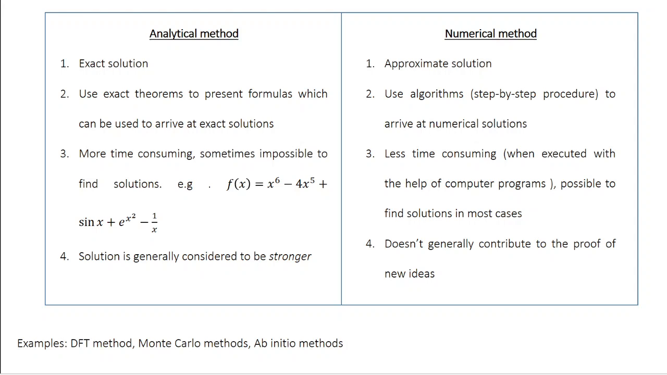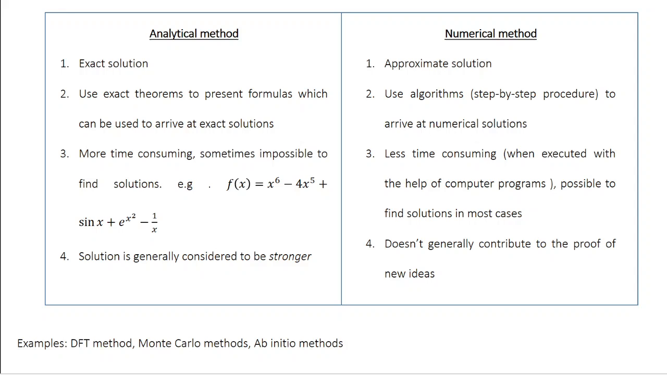Now imagine you have a system consisting of crores and crores of atoms, each atom having a large number of electrons, and for each electron you will have to solve the Schrodinger wave equation. Analytically, this is an impossible task. In such cases, numerical methods will help you.